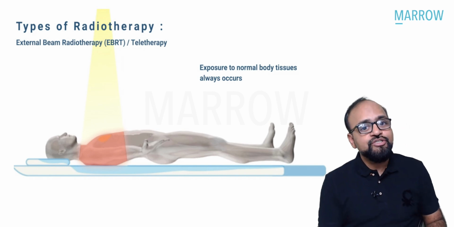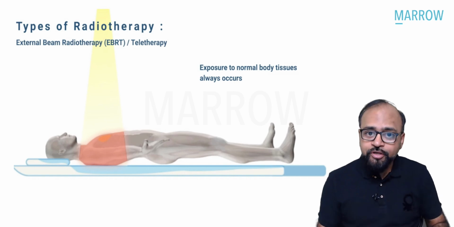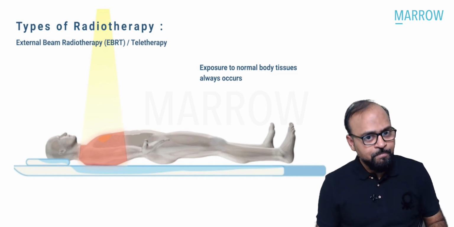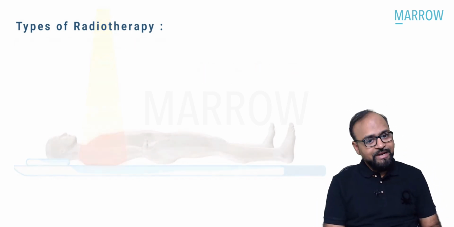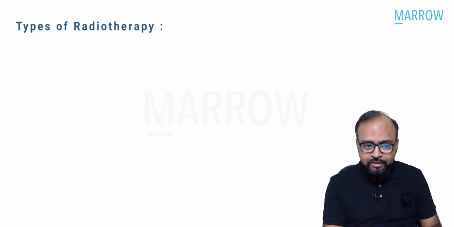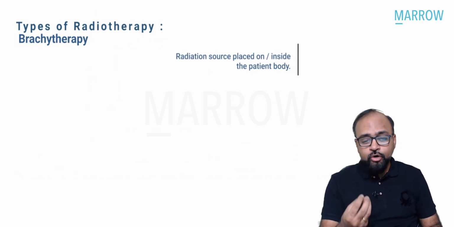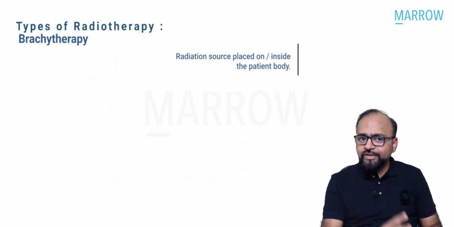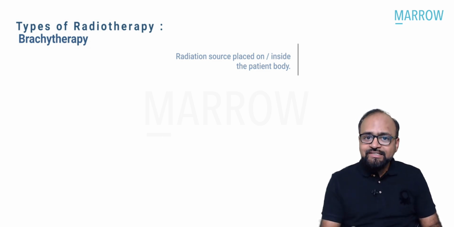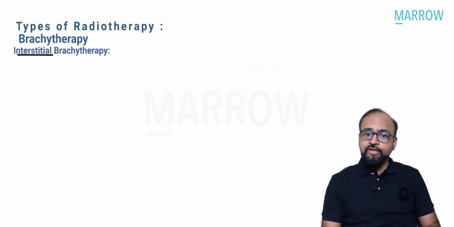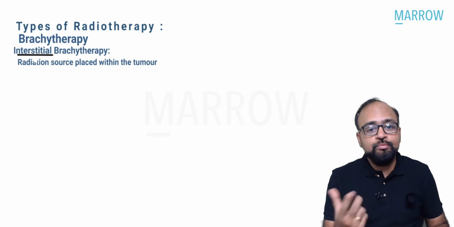Brachytherapy is when the radiation source is not placed at a distance from the body. It is placed either on the body or within the body itself. How is it possible? Let us look at the various forms of brachytherapy now. Brachytherapy can either be interstitial, where the radiation source is placed on the body or inside the body. Based on where it is placed, there are different types of brachytherapy. What is this interstitial type of brachytherapy? Interstitial means within the tissue or within the tumor. The radiation source is placed within the tumor directly.